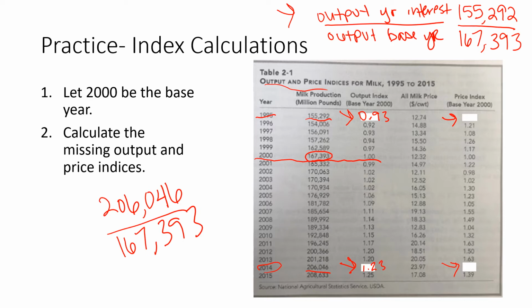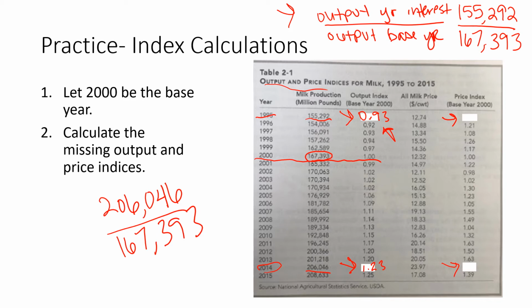Okay, so what's this telling us? This is telling us that in 2014, milk producers, dairy producers, produced 23% more milk than they did in the base year of 2000. What it's telling us for the year 1995 is that producers produced 7% less. I took 1.00 minus 0.93, and that's 0.07, which is 7% less than they did in the year 2000. So in 1995, 7% less.